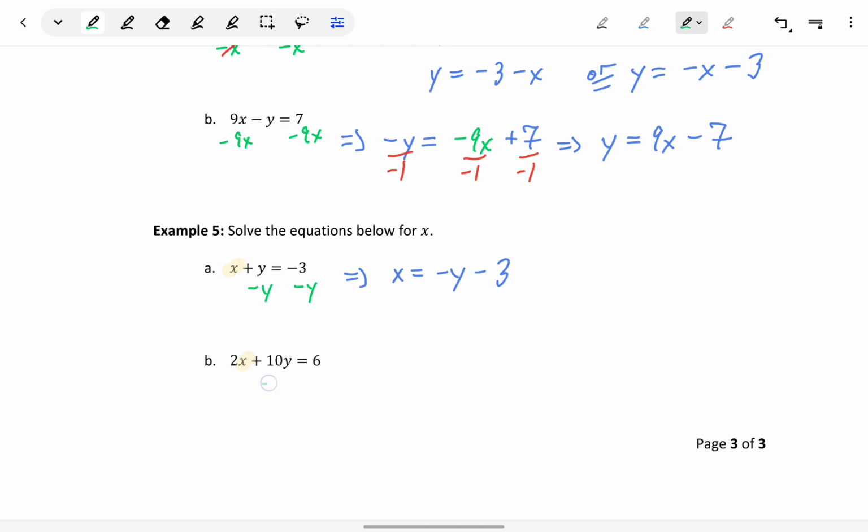In part B, we'll start off by subtracting 10y from both sides. So on the left-hand side, all we have is an x term. But we do have a coefficient in front of that x variable, so we need to divide both sides by 2, which again means every single term on the other side of the equation has to be divided by 2, which will leave us with x is equal to -5y plus 3.